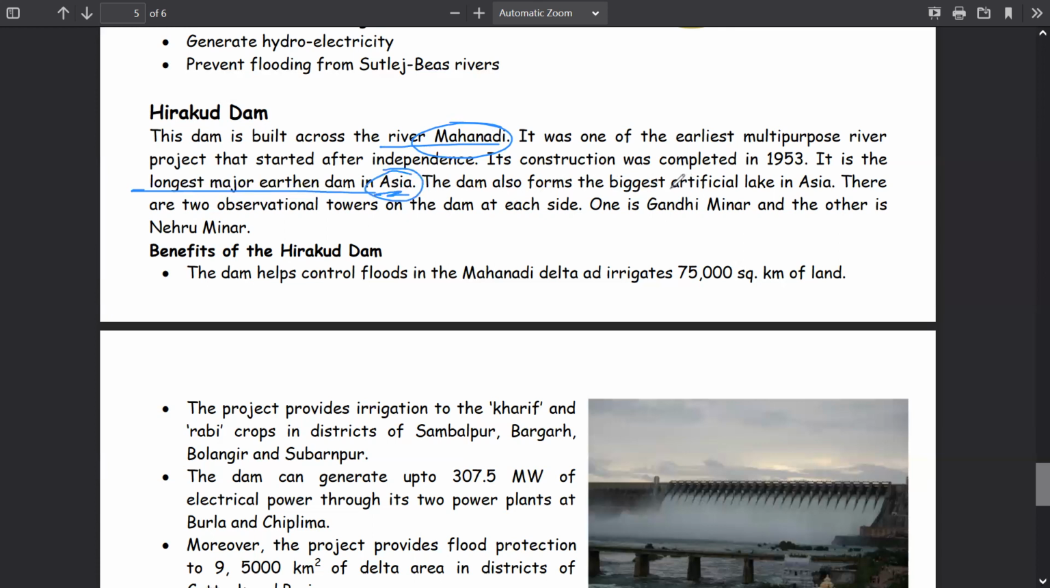The dam also forms the biggest artificial lake in Asia. There are two observational towers on the dam, one at each side. One is the Gandhi Minar and one is the Nehru Minar.